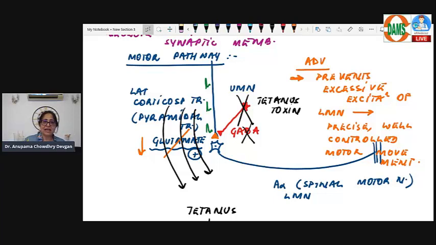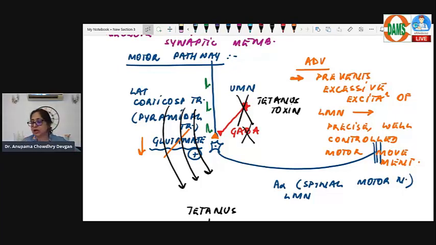All right, so let's have a look at the motor pathway. You've got the pyramidal tract neuron, which releases an excitatory neurotransmitter to stimulate the lower motor neuron. There is a GABA secreting neuron, which is present in the spinal cord. It causes a hyperpolarization of the upper motor neuron, which decreases the release of the excitatory neurotransmitter.